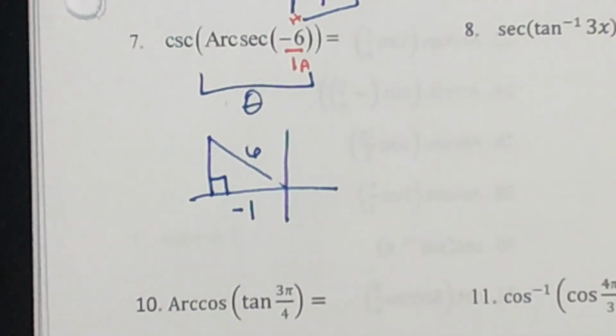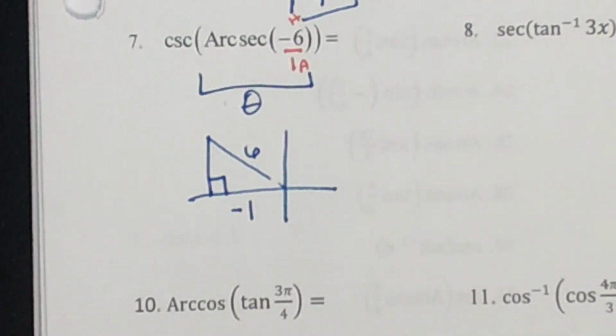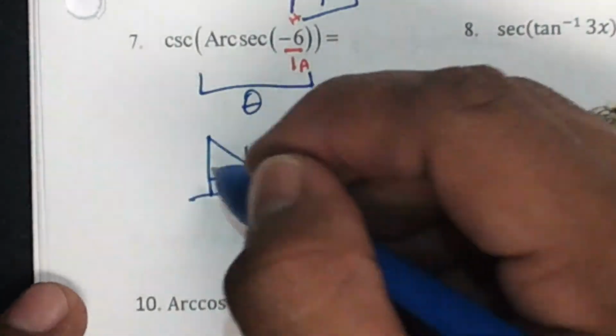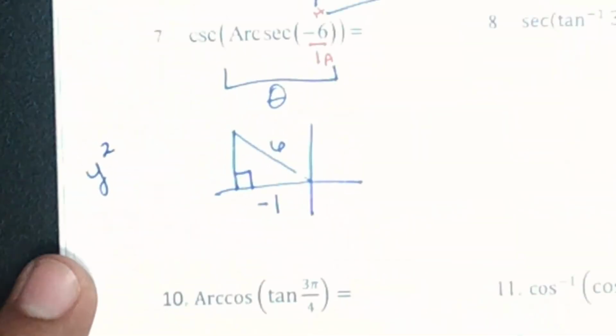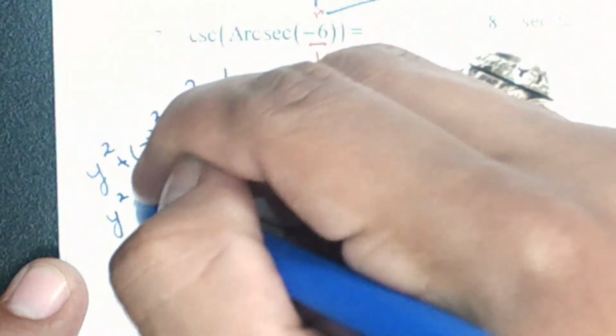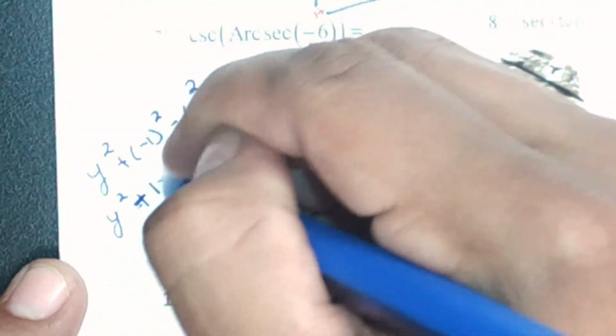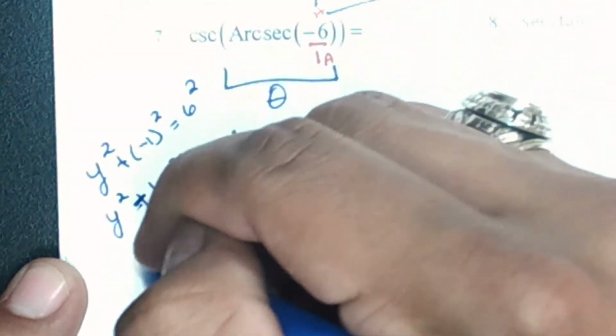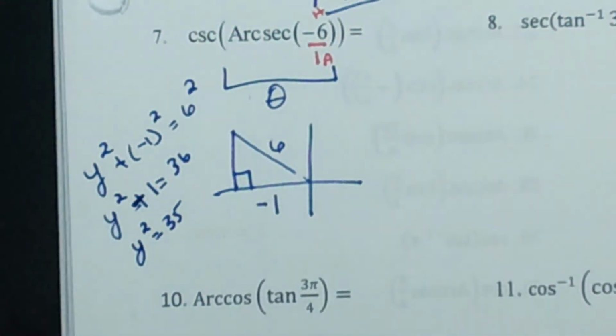So is this a triple? No, it's not. So you have to do some Pythagorean theorem. It doesn't matter what this is, I'll just call it y since it's going up, plus negative 1 squared equals 6 squared. So you get y squared plus 1, I'll do all my steps, equals 36. So y squared equals 35. So we square root that. Does it simplify? No. So this is root 35.